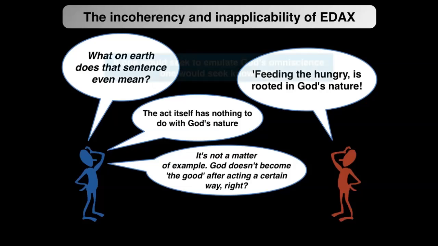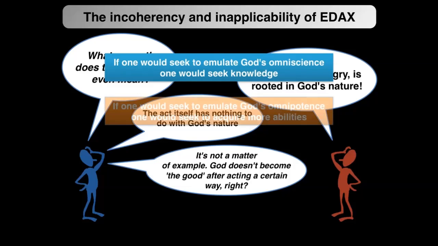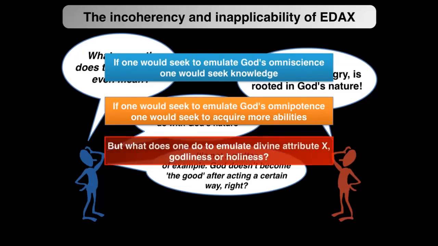If one would seek to emulate God's omniscience, one would seek knowledge. If one would seek to emulate God's omnipotence, one would seek to acquire more abilities. But what does one do to emulate divine attribute X, godliness or holiness?